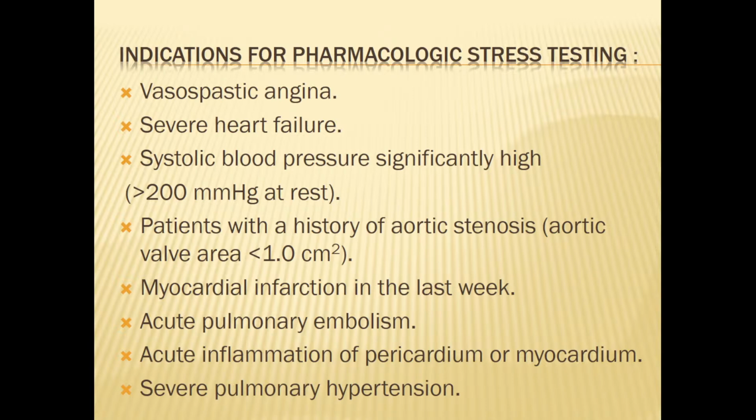High systolic blood pressure, because if it is initially more than 200, it will rise during the stress test and we cannot continue the stress test. Patients with a history of aortic stenosis, myocardial infarction in the last week, acute pulmonary embolism, acute inflammation of the pericardium or myocardium, and severe pulmonary hypertension. So mostly it is accompanying disease which doesn't permit the patient to do exercise.